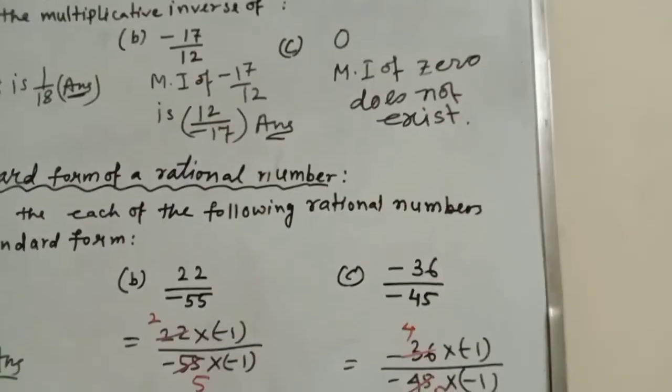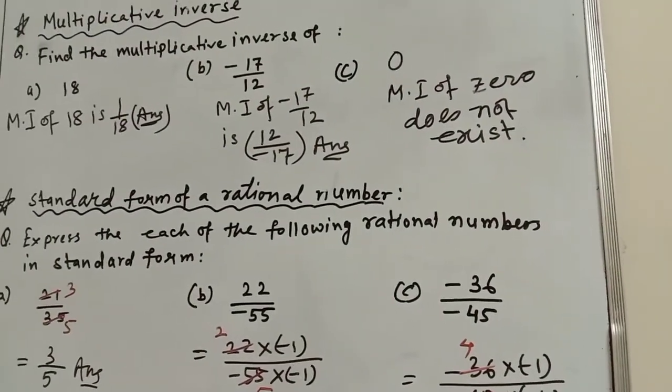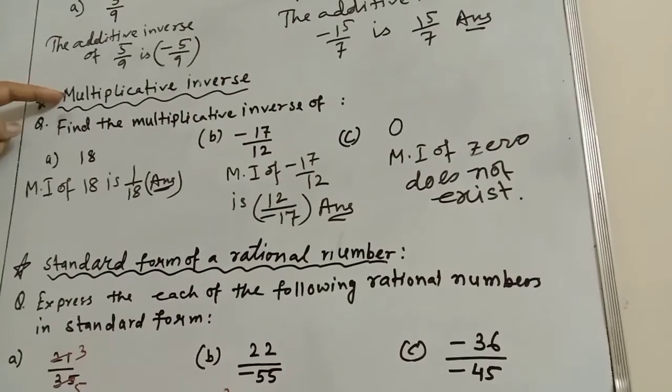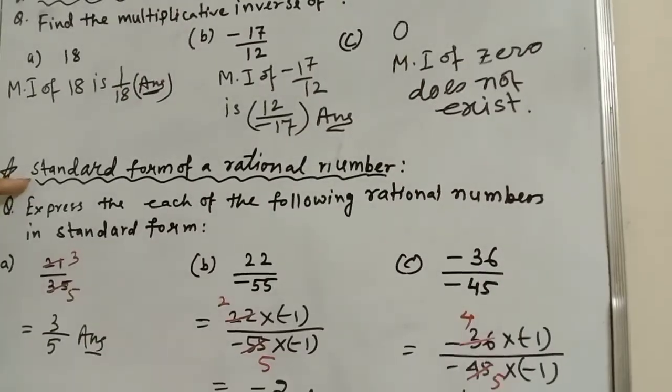These are the 3 important points of rational numbers. We have discussed here the additive inverse, multiplicative inverse and standard form of a rational number.